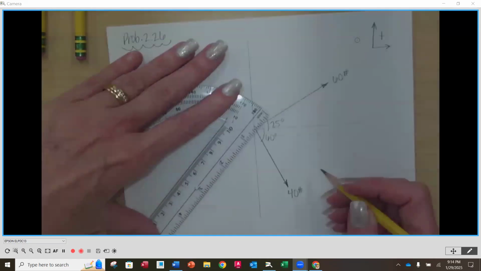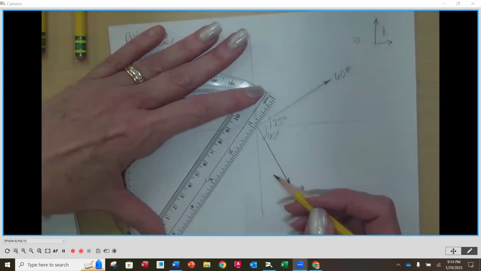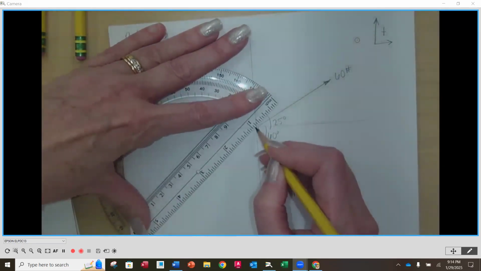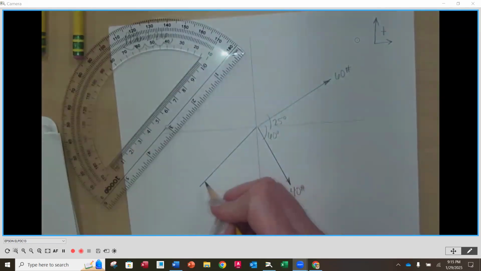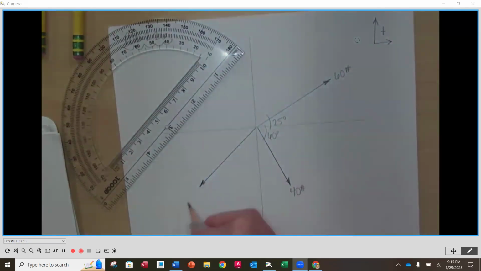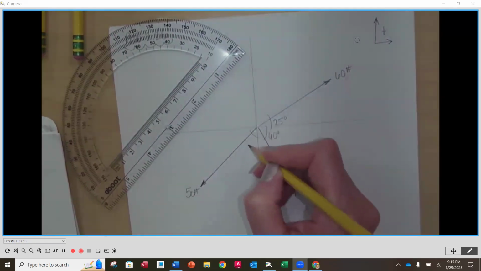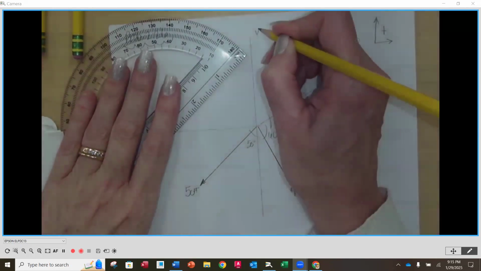And then lastly, I've got 50 coming from this way, from the Y. A bit more than 45, right? Okay. And then this one's going to be 50, get a little bit longer. This is going to be 50 pounds, and this angle is 50 degrees. So this is my positive X, my positive Y.